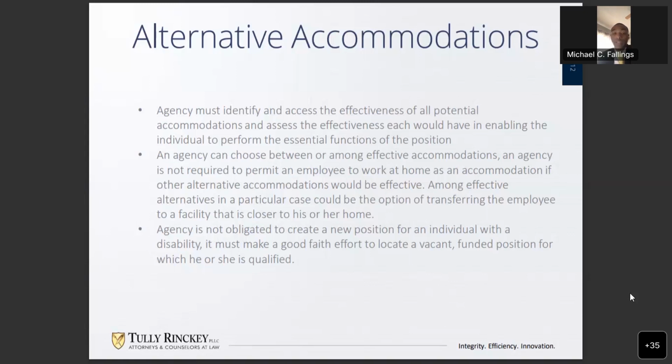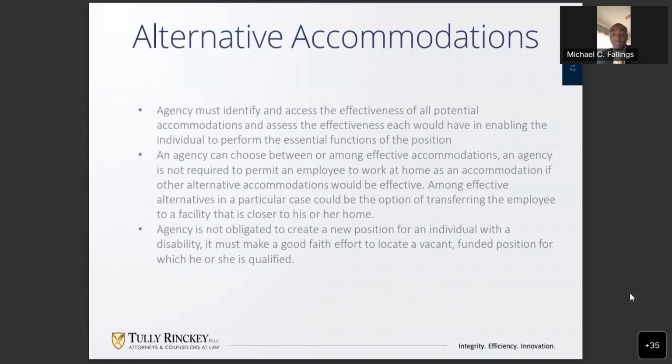As noted here, the agency is not obligated to create a new position for an individual with a disability. But if the accommodation that's being requested is not possible for that position, the agency must make a good faith effort to locate a vacant and funded position for which he or she is qualified. So, for example, sometimes there are situations where an employee must be working telework permanently or fully, and that's not possible. And perhaps that's even agreed upon by the employee. And the only possible accommodation is requesting a new position, or transferring to a new position. So the agency is obligated to make a good faith effort to find and locate a vacant funded position.